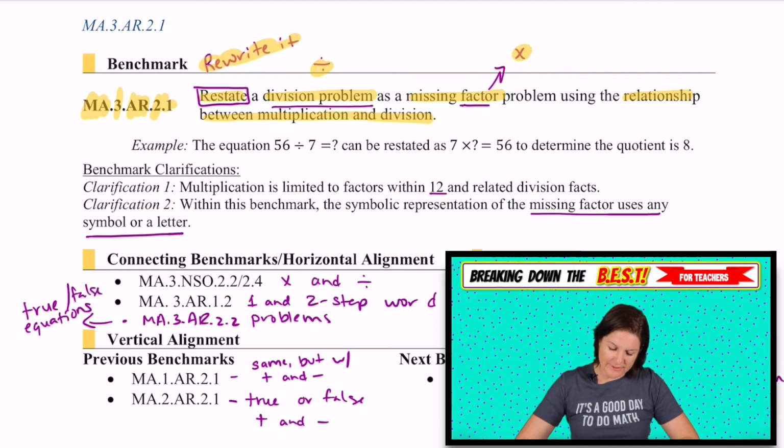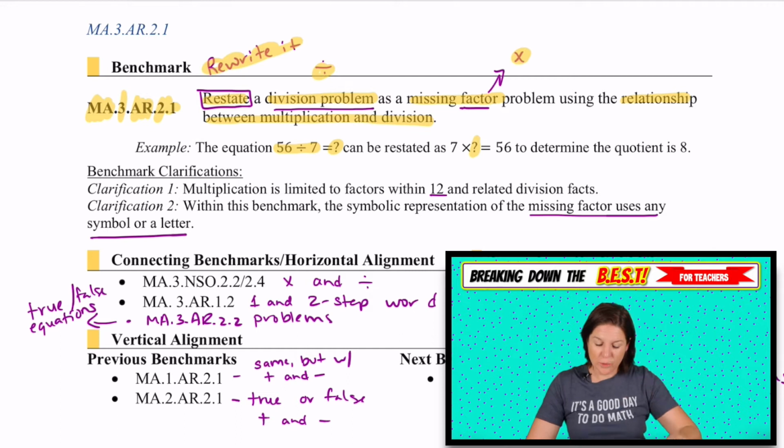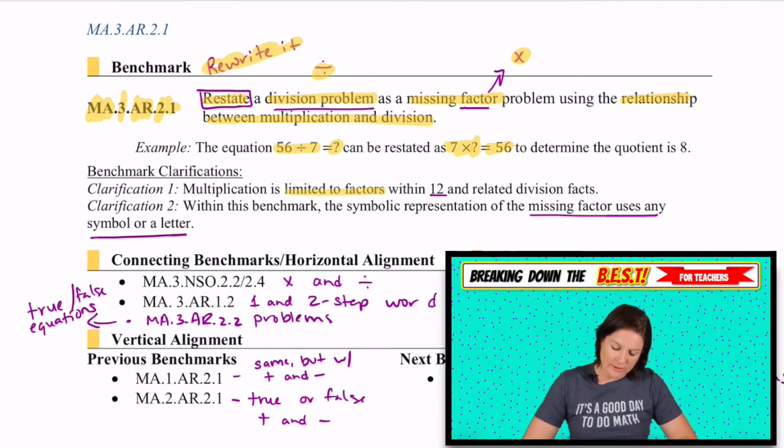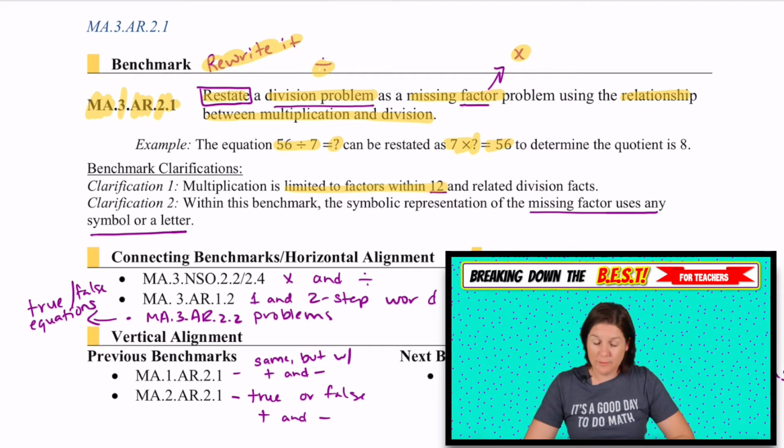Okay? This example right here says 56 divided by 7, there's our division, equals what unknown number, and restating it as a missing factor, plugging that question mark in for a missing factor, it can be written as 7 times what equals 56. We need to make sure that we are limiting the factors within 12, meaning going no higher than 12 times 12, or 144 divided by 12.